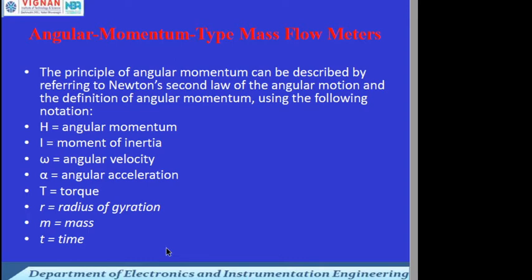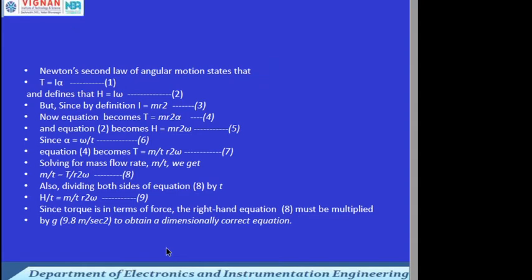The principle of angular momentum can be described by referring to Newton's second law of angular motion and the definition of angular momentum, using the following notation, where h is the angular momentum, I is the moment of inertia, omega is angular velocity, alpha is angular acceleration, T is torque, r is the radius of gyration, m is mass, and t is the time. As per Newton's second law, T is equal to I into alpha, which defines that h is equal to I into omega. By definition, the moment of inertia I is equal to m r square.